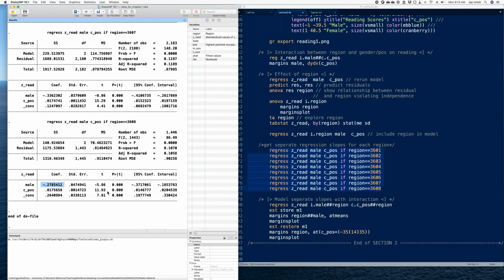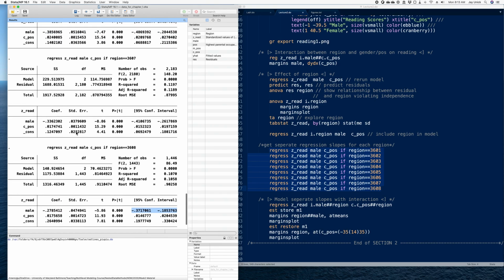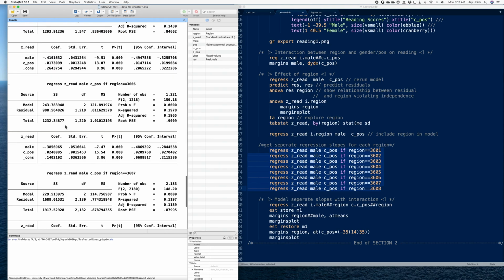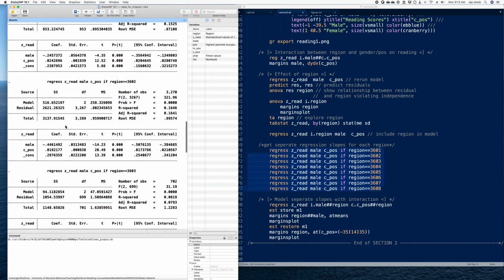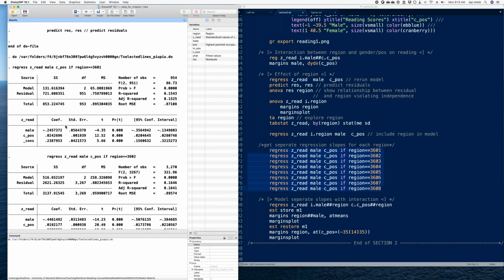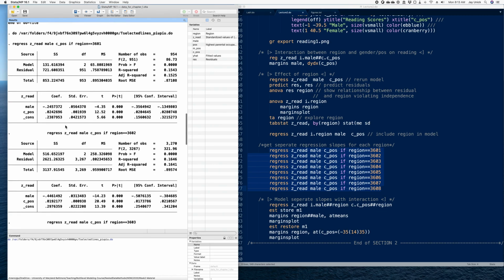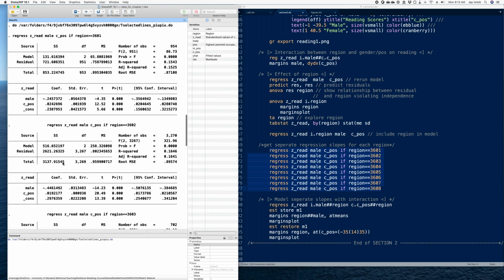If you look at the confidence bands around them, there's reason to believe that we might have different relationships between gender and reading scores as you move across these regions. So not only are there differences in the intercepts or the means between these regions, but there are differences in the relationship between gender and reading scores in each of these regions. And you can imagine a whole host of reasons why.